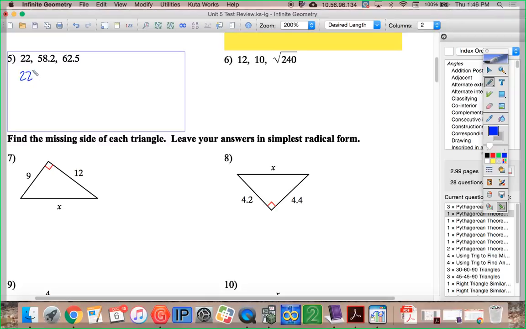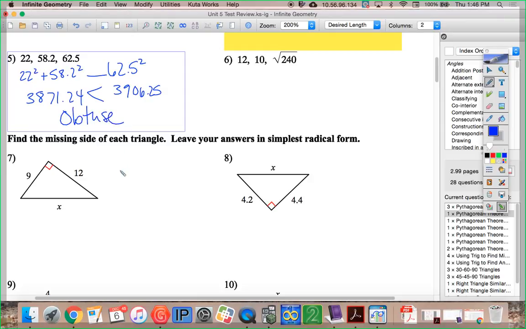So we have 22 squared plus 58.2 squared and then 62.5 squared. When I square those and add them together, I get 3871.24. I get 3906.25 on this one. This one is bigger, C, which makes it obtuse.